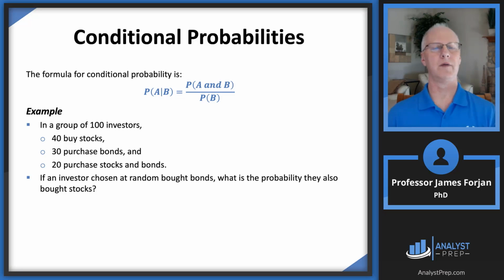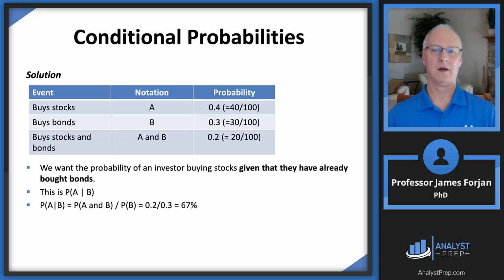Let's do an example here. We have 100 investors. Some of them buy stocks, some of them buy bonds, some of them buy both stocks and bonds, and some of them buy something else. If an investor is chosen at random who bought the bonds, what is the probability that they also bought the stock? What you're tempted to say is, 20 out of 100 purchased stocks and bonds. But what we're doing here, going on this conditional probability assumption, is that they have already bought the bonds. What is the probability of them buying stocks?